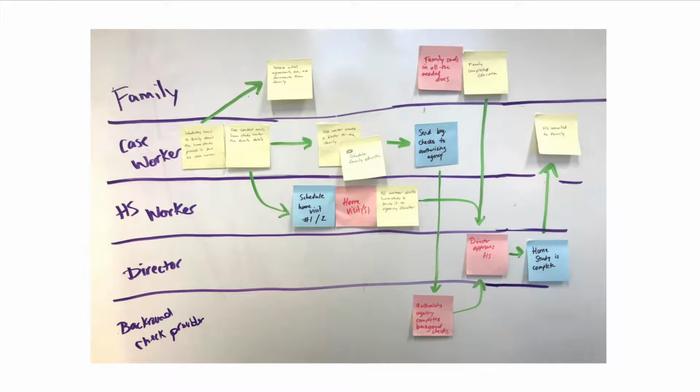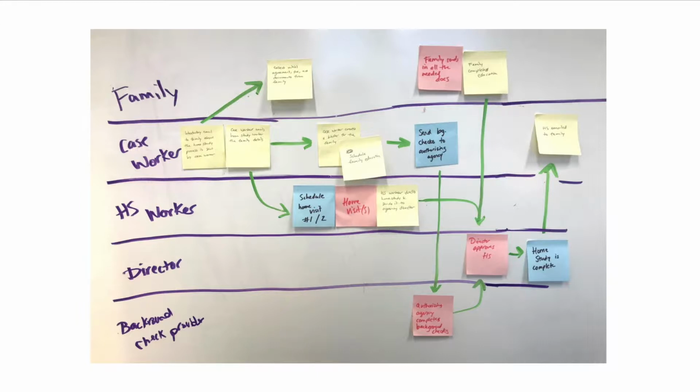And what we have here is a swim lane diagram where we've done individual tasks that are written on sticky notes, and then you put those sticky notes in the lane of the responsible person or team, and from there you can kind of look and see dependencies.